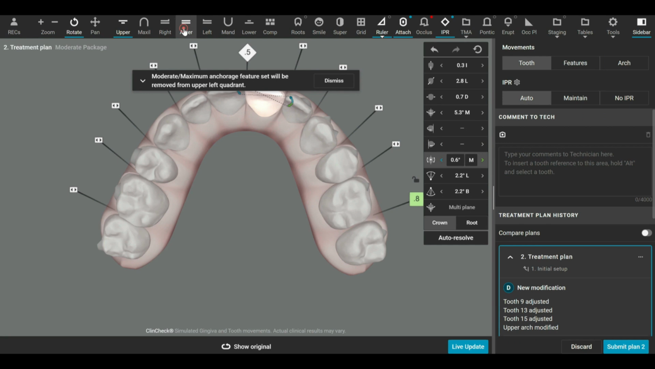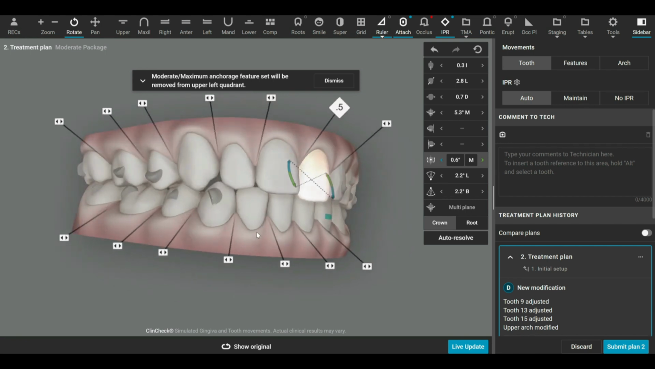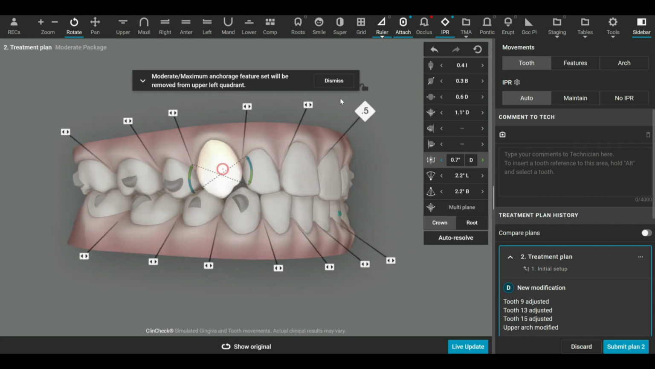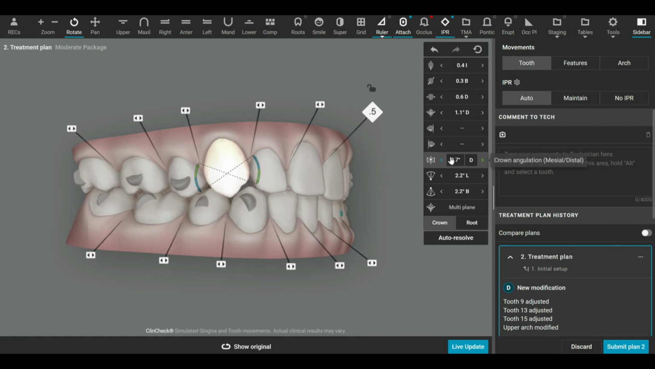Let's look at mesial distal crown angulation. It's common in treatment plans to see a lot of programmed change in the mesial-distal angulation of cuspid teeth. In this case, there's only 0.7 degrees. I recommend that you try to keep this number on cuspid teeth and posterior teeth under 2 degrees if you can, okay? So you're going to have to click it down.